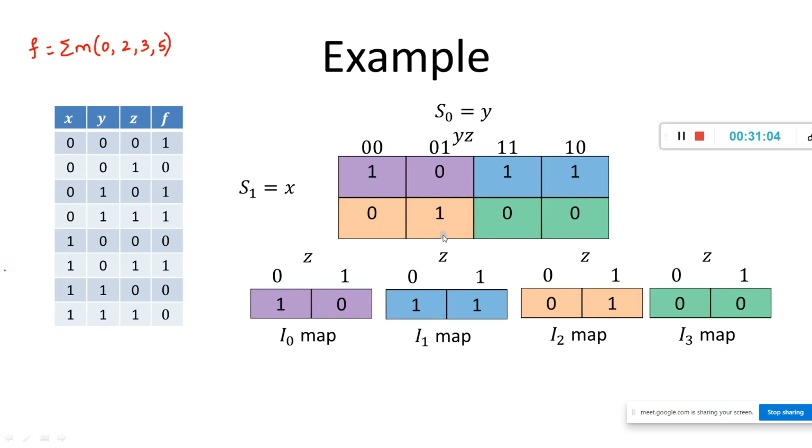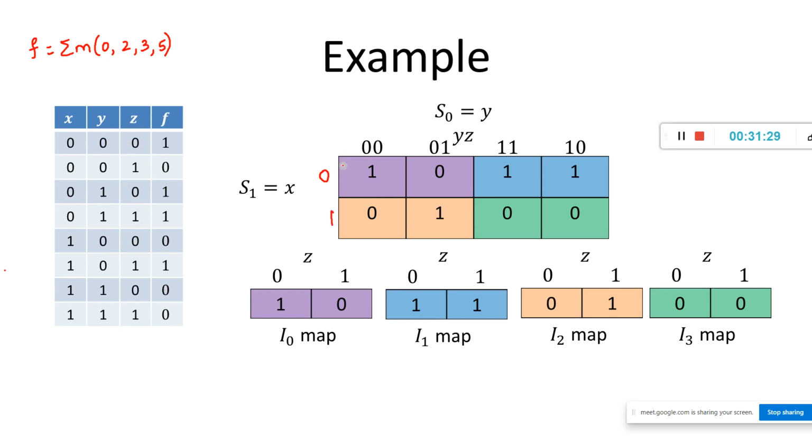Next, coming to this, given a problem statement, F is equal to summation m(0, 2, 3, 5). Implement this. Okay, so here it's a three variable function. Again write a truth table. Wherever it is given, write 1, and wherever it is not there, put 0. First write the truth table. Okay, you know it.